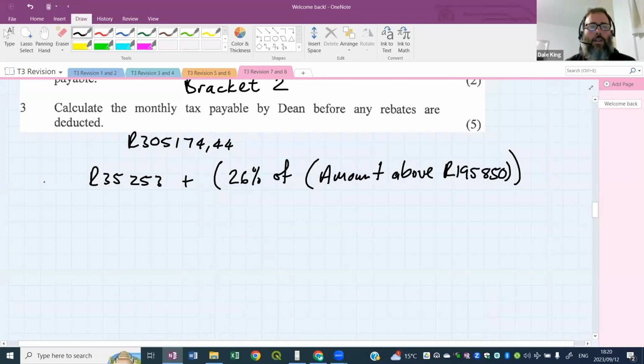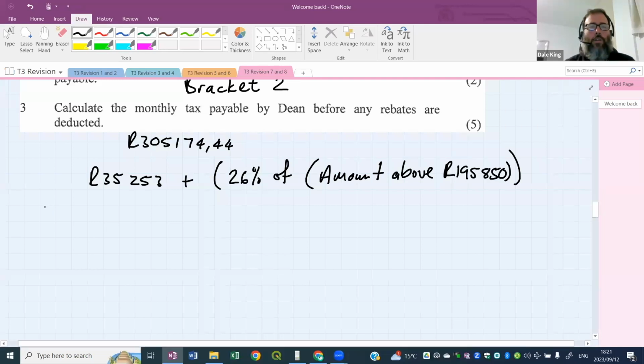So that is bracket number 2 there. And bracket number 2 reads, you're going to have to pay 35,253 Rand plus 26% of the amount that you're above 195,850. So there's a lot to do here. Now, what we do is we're going to work inside the bracket first. There are 2 sets of brackets. We're going to go right into the middle with that part first, and then we'll work from there outwards.